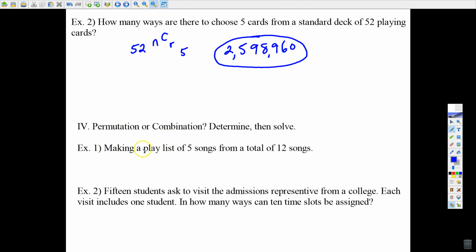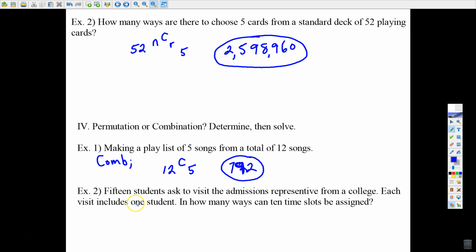Okay, so part 4, some of your homework will be giving you a statement, and your job is to determine, does this represent a permutation or a combination? And then once you've made that decision, go ahead and find the number. Okay, so example 1 says, what if we wanted to make a playlist of 5 songs from a total of 12 songs? Well, order is not implied, nothing about the songs has to be arranged in a certain way, so this is a combination. So that'll be answer part 1, and then for answer part 2, I'm going to use my calculator to actually find the result. So in my calculator, I'm going to do 12 PRB NCR 5, and I got 792 as my answer.